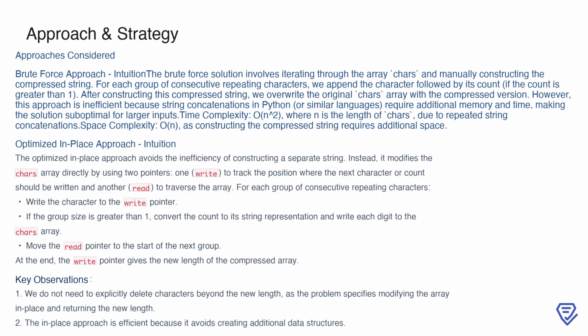On the other hand, the optimized in-place approach takes a more efficient route. Instead of constructing a separate string, it modifies the input array directly. This is achieved using two pointers, one for writing the result into the array and another for reading through the input. For each group of consecutive repeating characters, we write the character at the write pointer and, if the group has more than one character, convert the count to a string and write its digits into the array as well. Then, we move the read pointer to the next group. This strategy avoids the inefficiency of creating new strings and adheres to the problem's constraints.